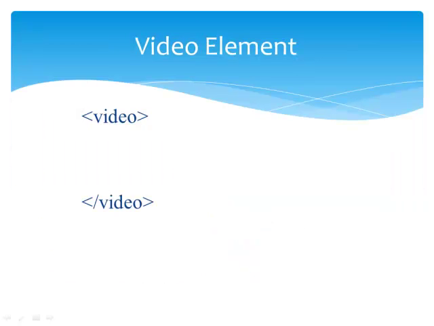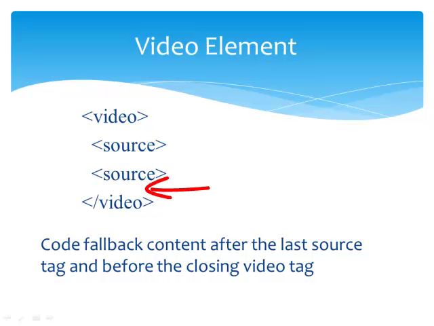The video element begins with the opening video tag and ends with the closing video tag. The source element is coded between the opening and closing video tags to provide multiple versions of the video files that use different codecs. Fallback content that should be displayed if the browser does not support the HTML5 video element should be placed after the last source element and before the closing video tag.